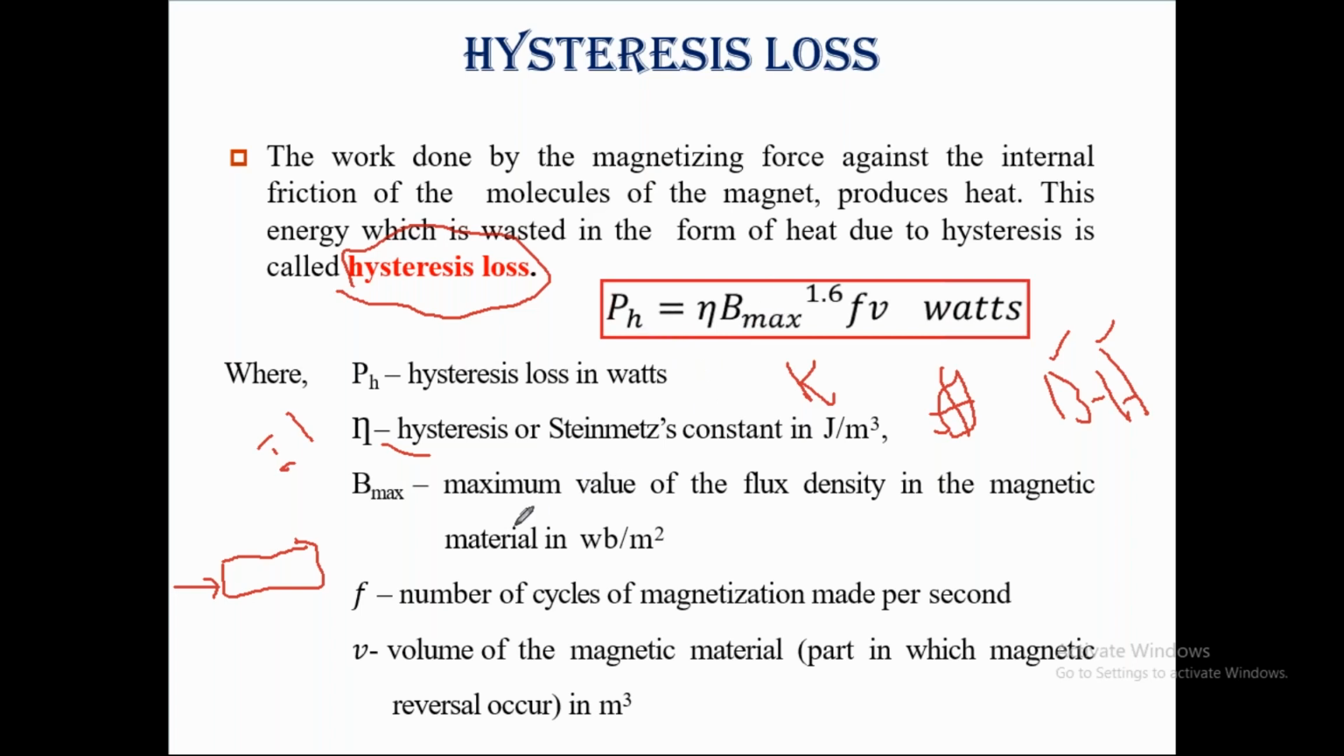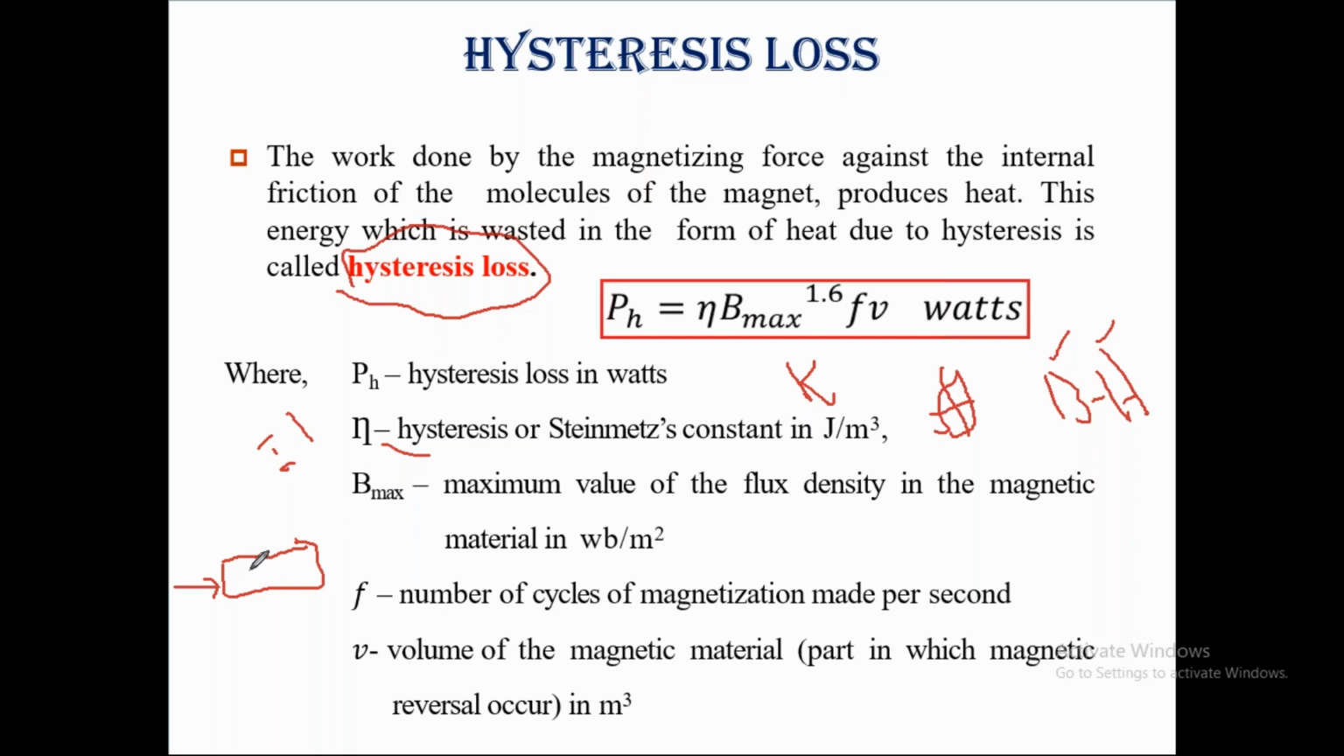And Bmax is the maximum flux density, and its unit is Weber per meter square. This is because when current flows through any conductor, any material, flux will be generated. Due to the flux, the maximum density will occur. That is given by Bmax, the maximum flux density.